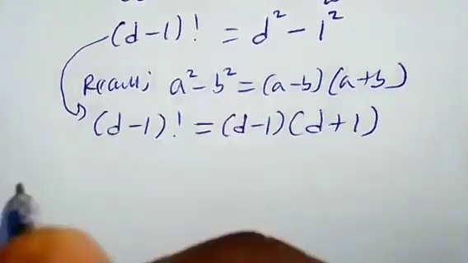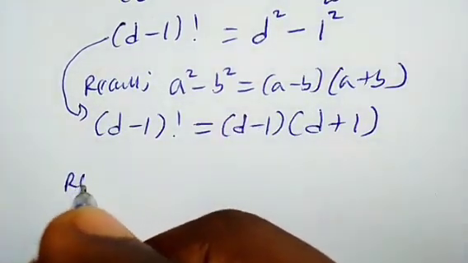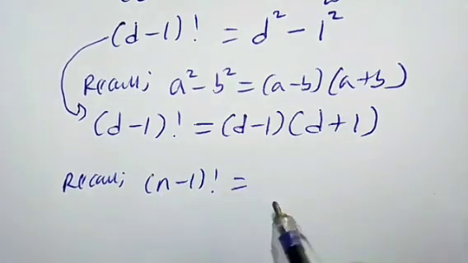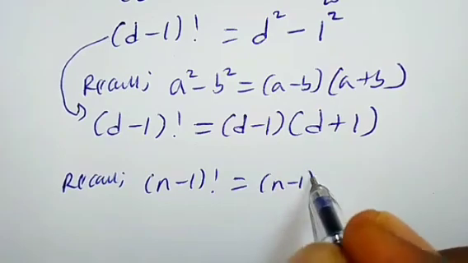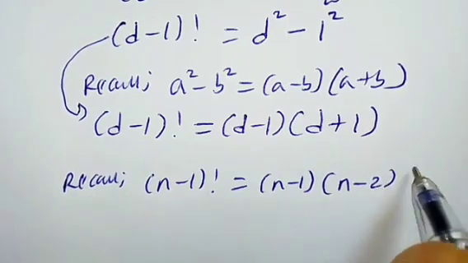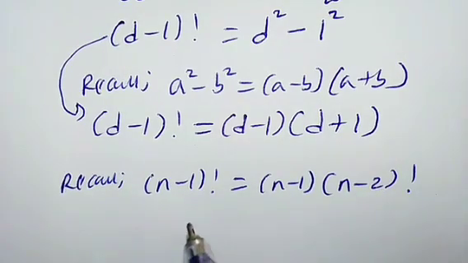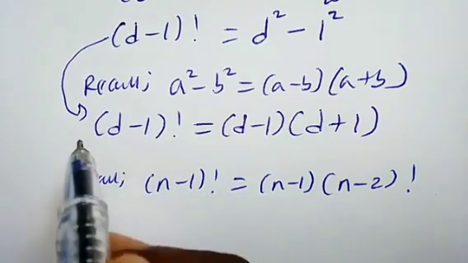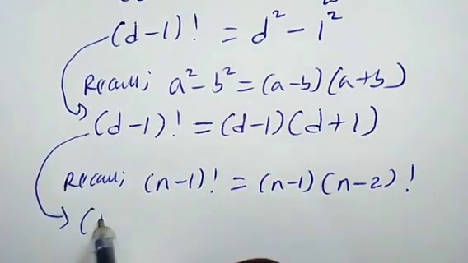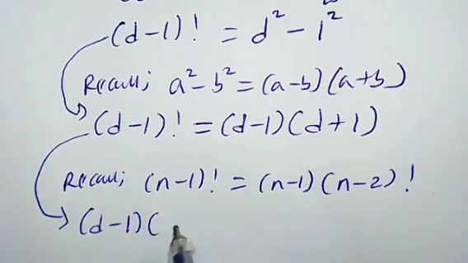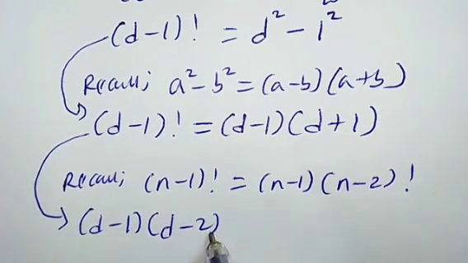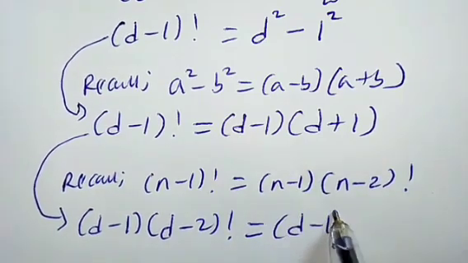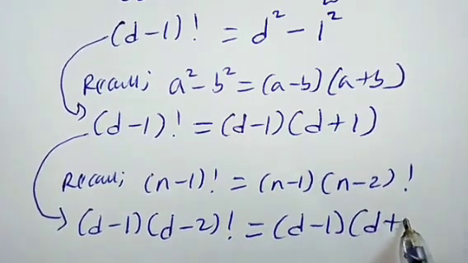Let us continue. Also, recall that n minus 1 factorial can also be written as n minus 1 times n minus 2 factorial. That means we are going to apply this property to the left hand side. So from here, we have d minus 1 times d minus 2 factorial equal to the right hand side, d minus 1 times d plus 1.